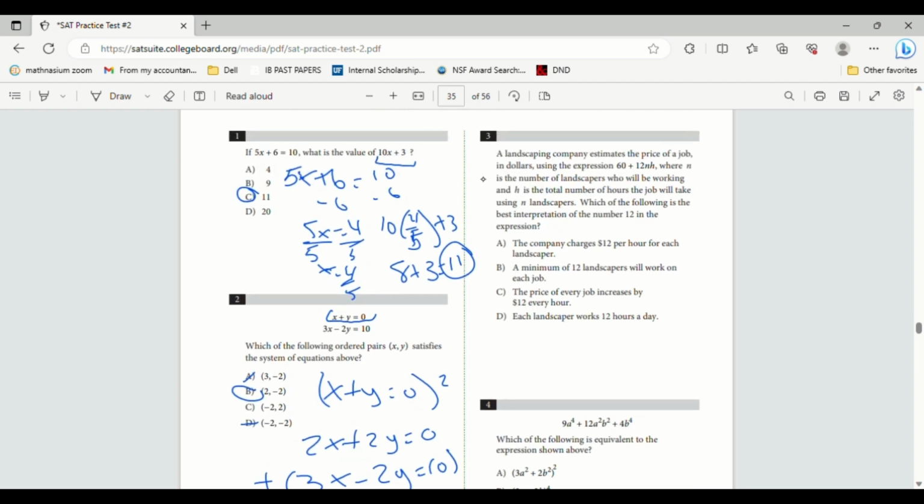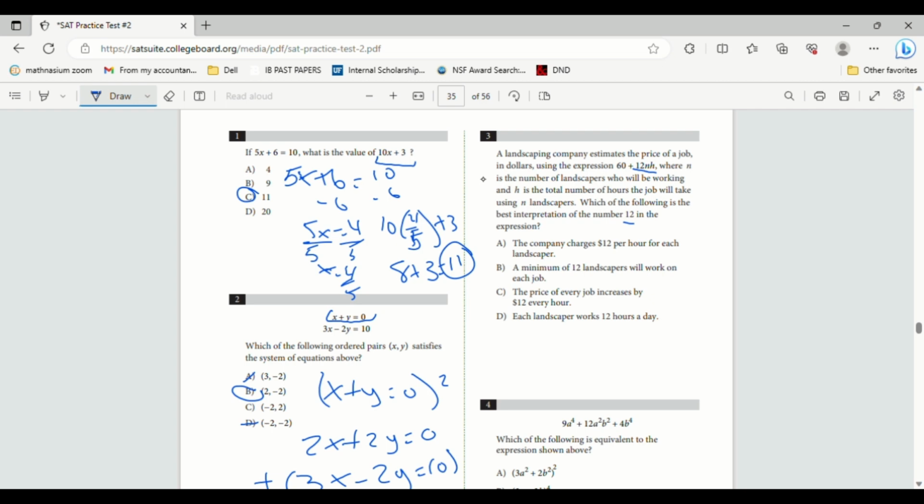Number 3 says, a landscaping company estimates the price of a job in dollars using the expression 60 plus 12n(h), where n is the number of landscapers who will be working and h is the total number of hours the job will take using n landscapers. Which of the following is the best interpretation of the number 12 in the expression? So because 12 is attached to our two variables, we need a statement that will include both n and h, so both the number of workers and the hours that they work.